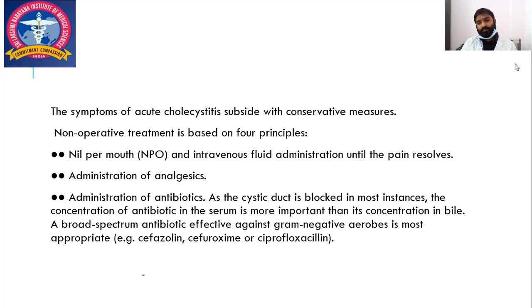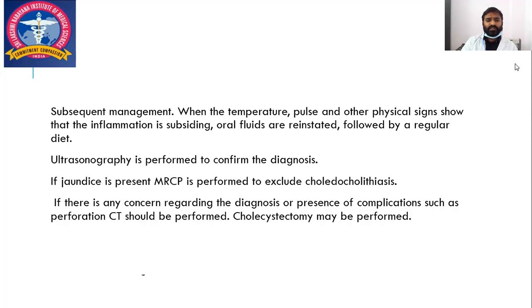As the cystic duct is blocked in most instances, the concentration of antibiotic in serum is more important than its concentration in bile. A broad spectrum antibiotic effective against gram-negative aerobes is the most appropriate, such as cefazolin, cefuroxime, and or ciprofloxacin. Subsequent management: when the temperature, pulse, and other physical signs show that the inflammation is subsiding, we can start oral fluids followed by regular diet.